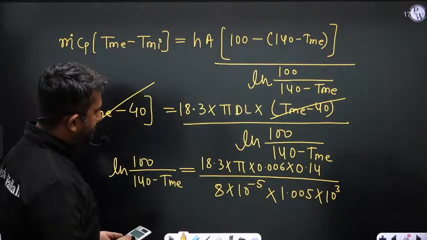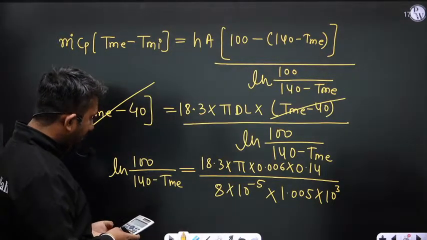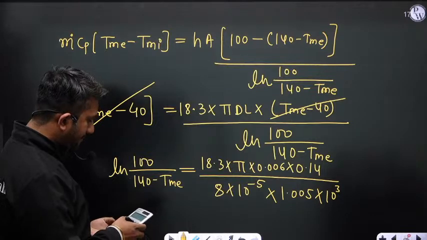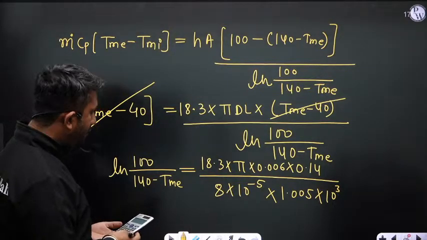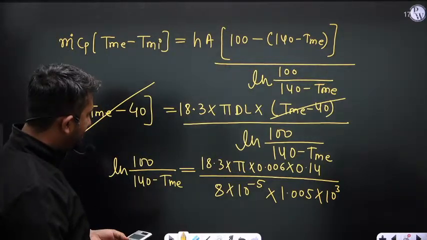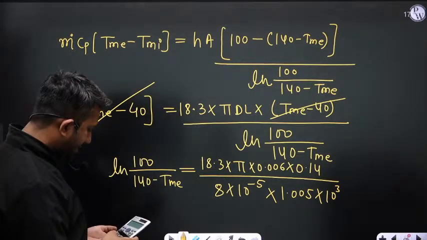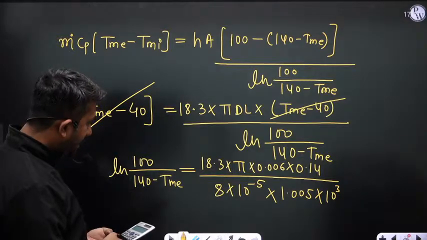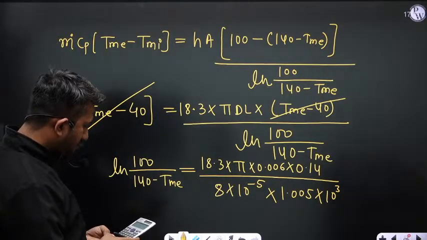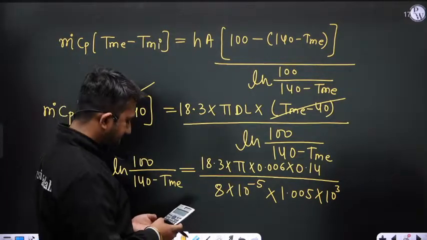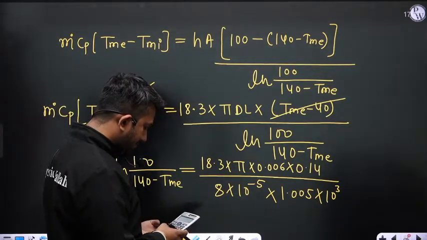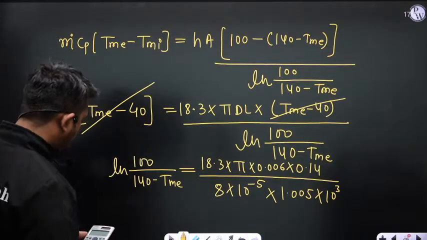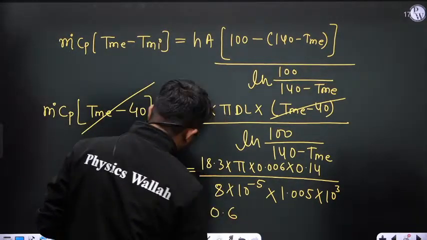Okay, so calculate. 18.3 into pi into 0.006 into 0.14, divided by 8 into 1.005 into 10 to the power minus 2. So it comes 0.6.